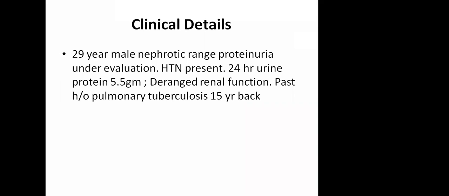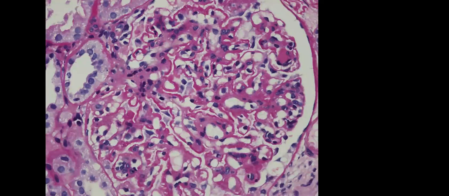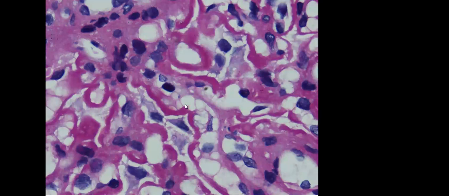A 29-year-old male, nephrotic range proteinuria, hypertension, 24-hour urine protein was 5.5 grams, deranged renal function, past history of pulmonary tuberculosis 15 years back. So looking at this biopsy, you can see the membrane. There is a non-uniform kind of thickening of the membrane. You can find a thin membrane like this and suddenly a thick membrane like this. So I'll show you under oil immersion also. So if you see, this is a very thick membrane, a thick membrane like this, interrupted.